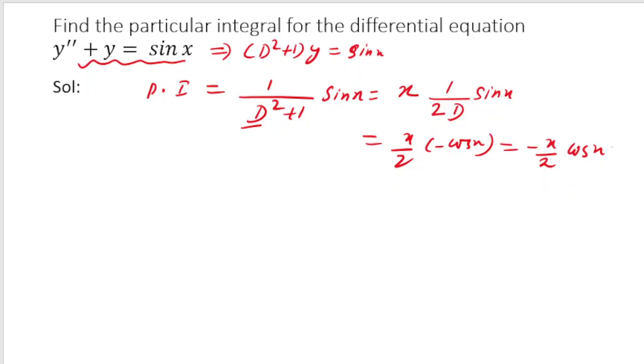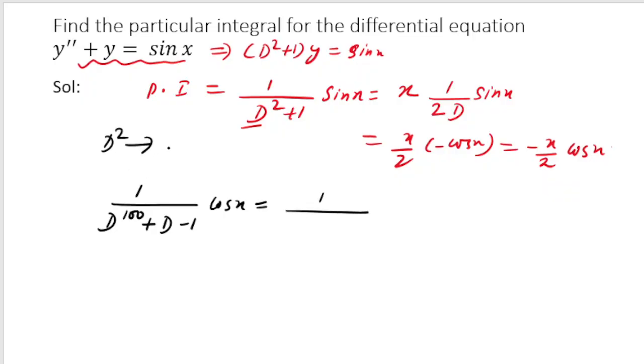If I just quickly ask you one question, suppose I ask what is the value of 1 by D to the power 100 plus D, operating on minus 1 of cos x, then how will you solve it? To solve it, your understanding is that you are replacing D square by minus a square. So this D to the power 100 can be seen as D square to the power 50, plus D, on minus 1 of cos x.